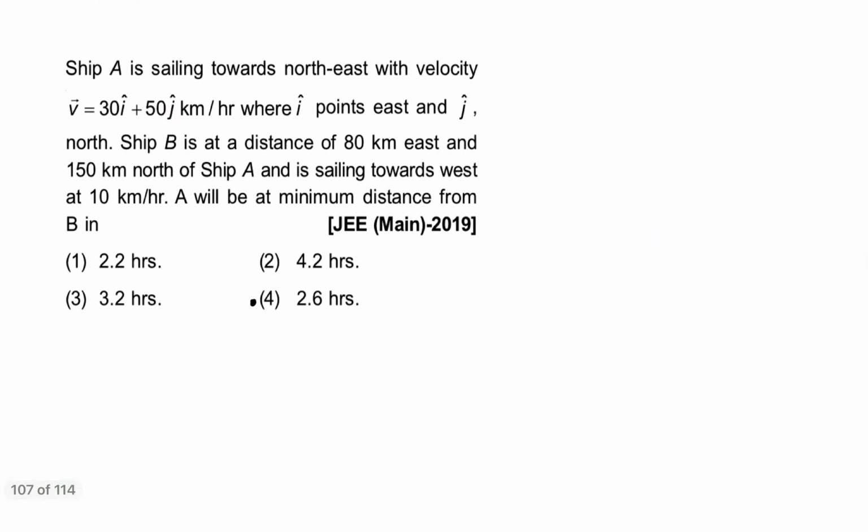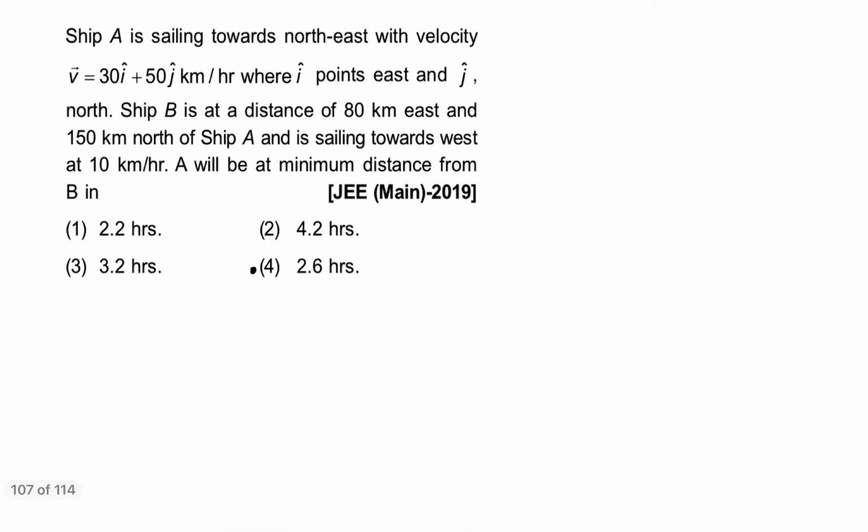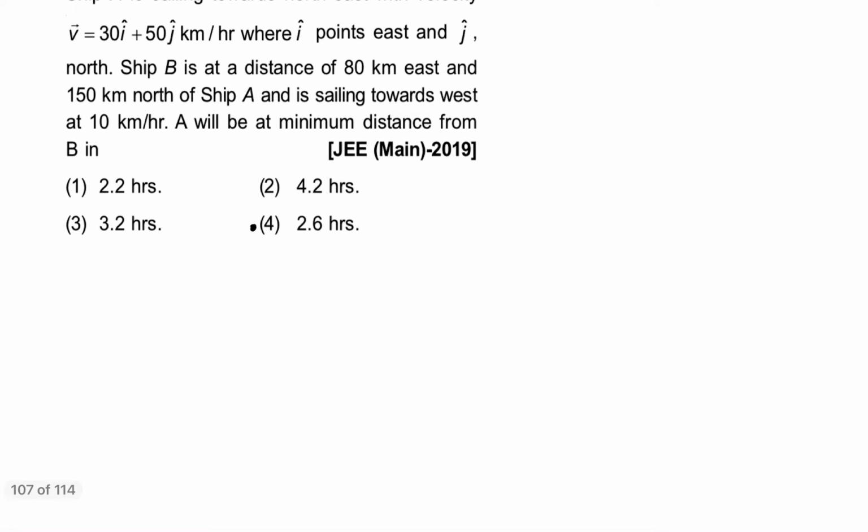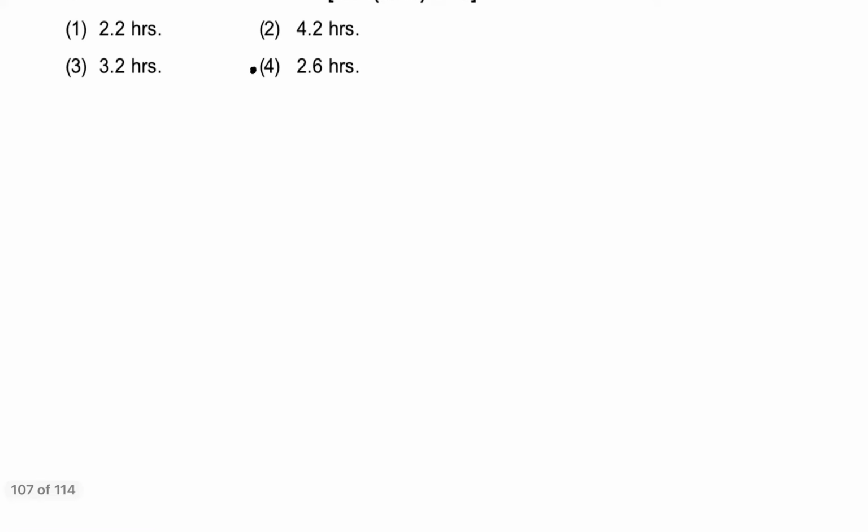Okay. Now we will see the next question. According to the next question, ship A is traveling towards the northeast with a velocity V bar equal to 30 I cap plus 50 J cap kilometer per hour, where I points east and J points north. Ship B is at a distance of 80 kilometers east and 150 kilometers north of ship A and sailing towards west at 10 kilometer per hour. A will be at a minimum distance from B.